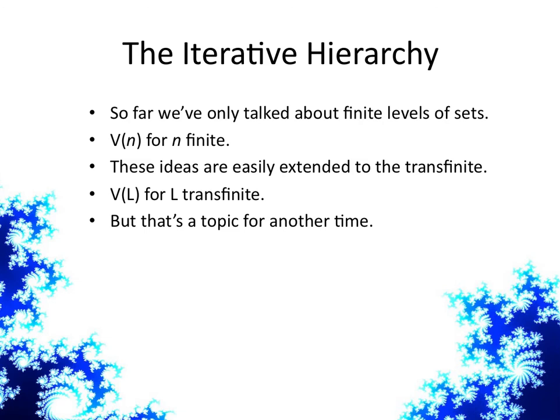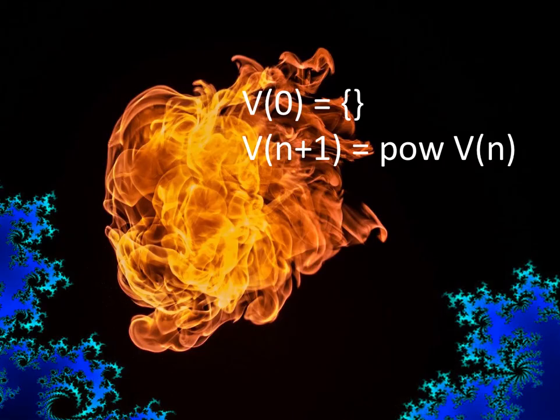So far we've talked about the finite levels of sets, Vn for n finite. These ideas are easily extended to the transfinite. You can talk about V-alpha for alpha being any transfinite number, but that's going to be a topic for another time. Here we go. We've got the 2 rules for the finite levels of the iterative hierarchy of sets. V0 is the empty set, and Vn+1 is the power set of Vn.